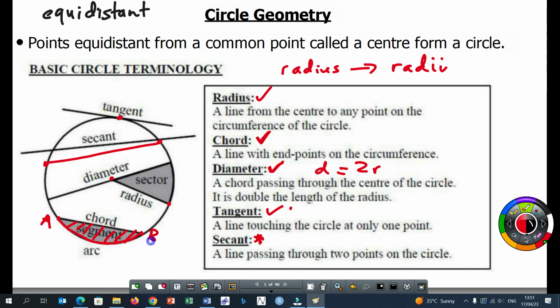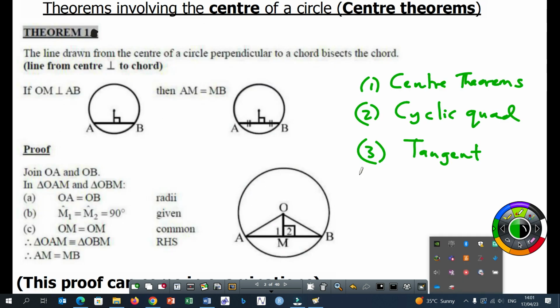But the most important of all of these are your radii, or your radius, your chord, your diameter, your tangent. We are going to talk about the arc, of course, sometimes. And the center itself is also very, very important. All right, to know that your circle geometry theorems can be classified into 3 groups.